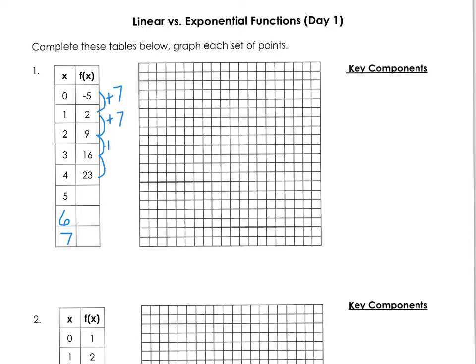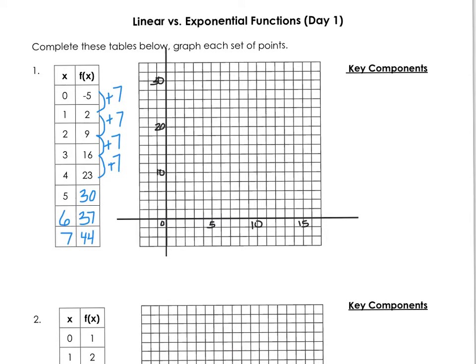This is a constant rate of change, just like what we've talked about before, as the change in y over change in x. So as I go up 7, I go up 1, and that's my slope. So now I can continue this pattern to fill in the other values. So 23 plus 7 would be 30, 30 plus 7 would be 37, and then 37 plus 7 more would be 44.